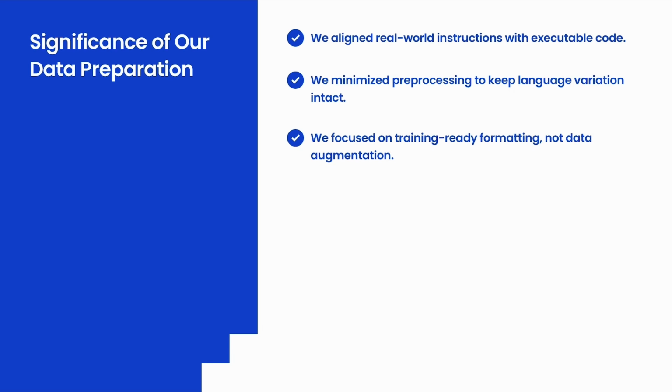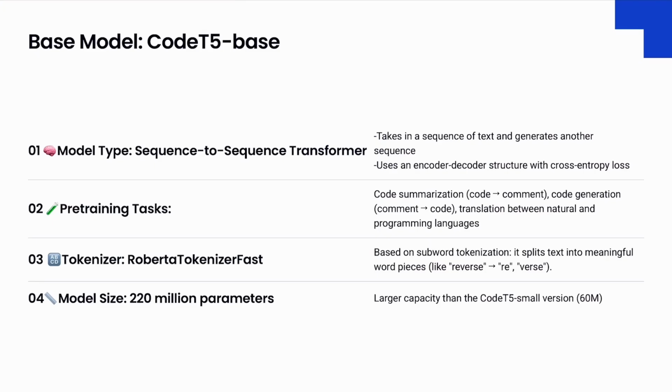Before training, we focused on thoughtful data preparation. First, we aligned real-world instructions with executable Python code. The dataset wasn't artificially generated. Second, we minimized pre-processing. We didn't rephrase or filter natural language too much. Finally, instead of trying to augment or expand the data, we focused on formatting it in a way that's directly usable for training. The model we used for code generation is called CodeT5 Base.